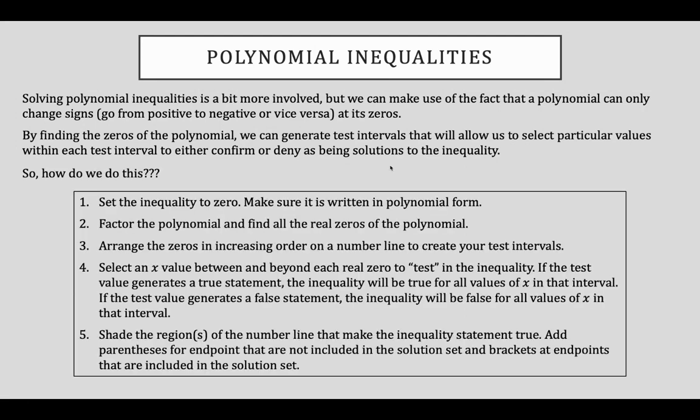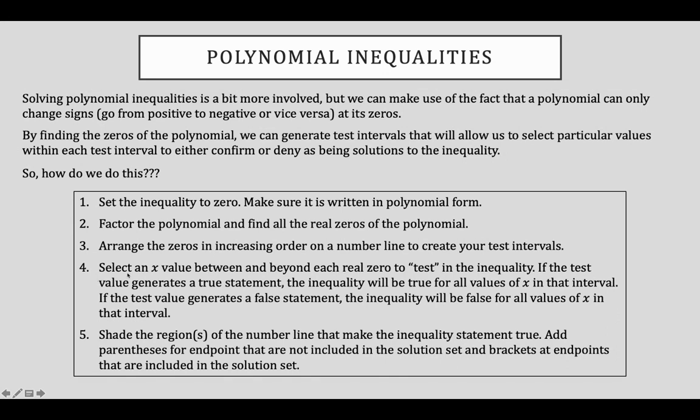Here are your steps. Step 1, this one's very important: always start off by setting the inequality to 0 and making sure that it is written in polynomial form, often with the highest power to lowest power, and make sure it is set to 0. Step 2, factor the polynomial and find all the real zeros of the polynomial. Step 3, arrange the zeros in increasing order on a number line to create your test intervals.